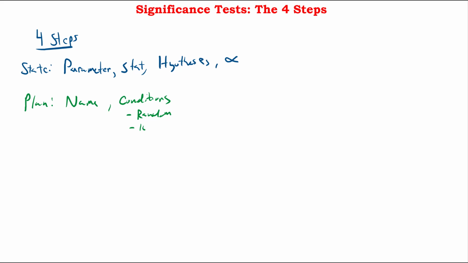Now, again, for your conditions, remember those are going to be your random. You're going to have your 10% rule. And then you need to have large counts. Now, also, if you were dealing with means, large counts, or central limit theorem.